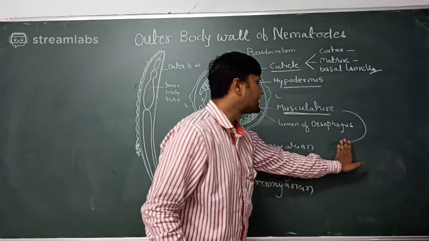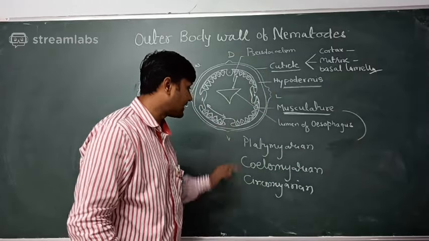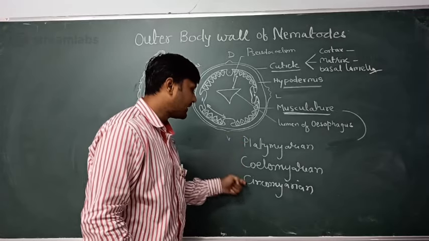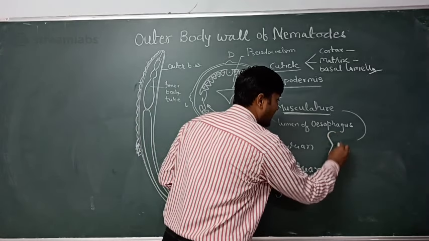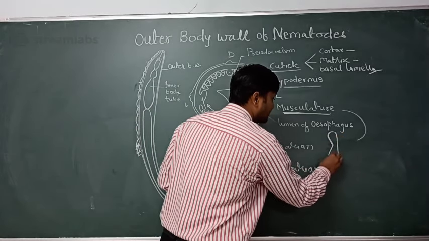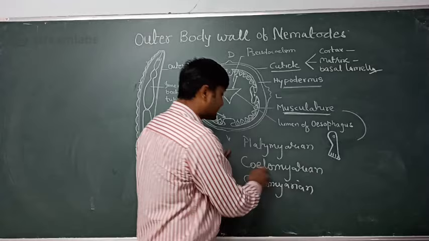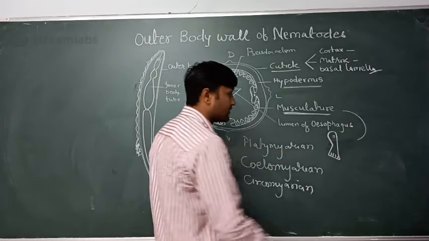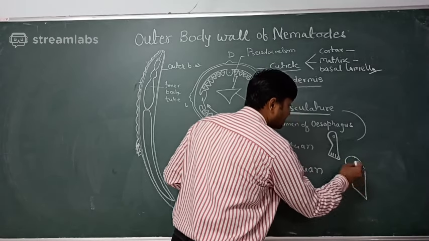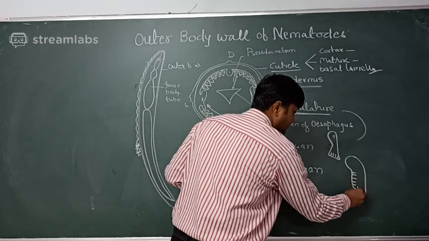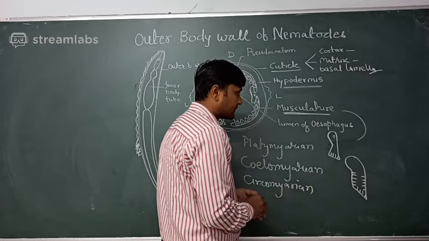According to the arrangement of the muscle fibers, there are three types of muscle cell: platymyarian, coelomyarian, and circomyarian. Platymyarian means the muscle fibers are arranged on one side. You can see here the muscle fibers are arranged on one side; this is called the platymyarian condition. If the muscle fibers are arranged on three sides, that is called the coelomyarian condition.